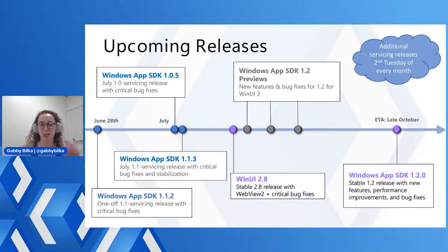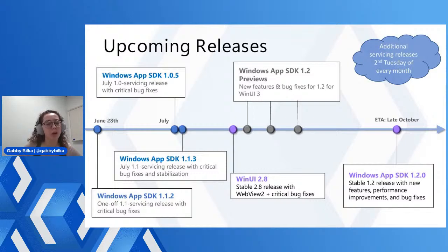So it's kind of a visualization on this, and also upcoming releases in general. Like I said, 1.1.2 is coming at the end of June, and then 1.0.5, which is the next 1.0 release, along with 1.1.3, which would be the next 1.1 servicing release, would be in early July. After this slide, I'll talk a little bit about 2.8, but we're targeting to release that in about 2 months, give or take. We're estimating that.